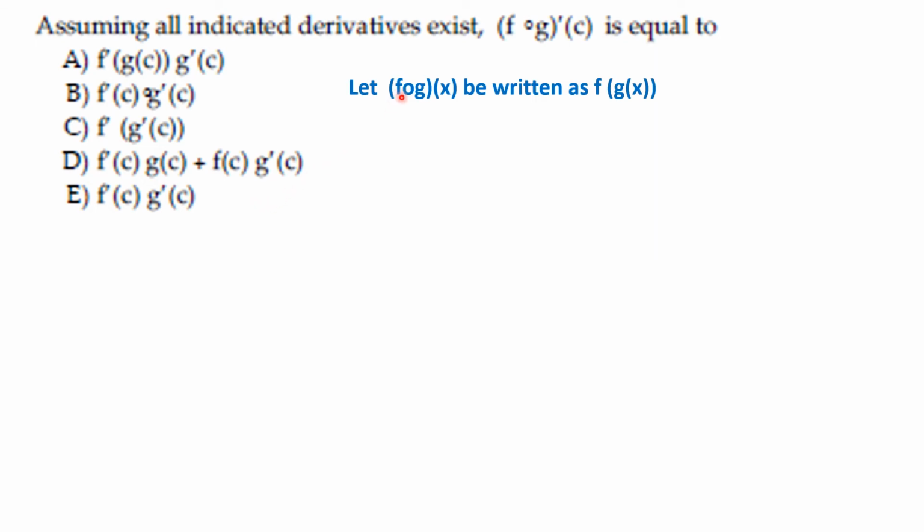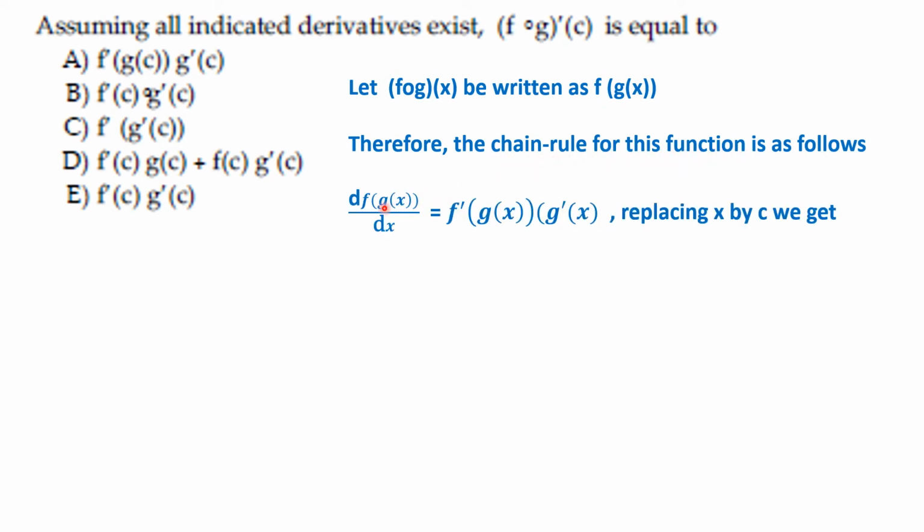Let f circle g of x, which is a composite function, be written as f of g of x, a function of a function. Therefore, the chain rule for this function is as follows: d by dx of f of g of x equals the derivative of the outside, which is f prime of g of x, multiplied by the derivative of the inside, which is g prime of x.